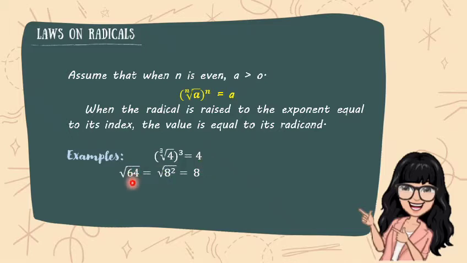Now let us have this one. The square root of 64. So notice that there is no exponent here. We only have our square root and then our 64 to be the radicand.